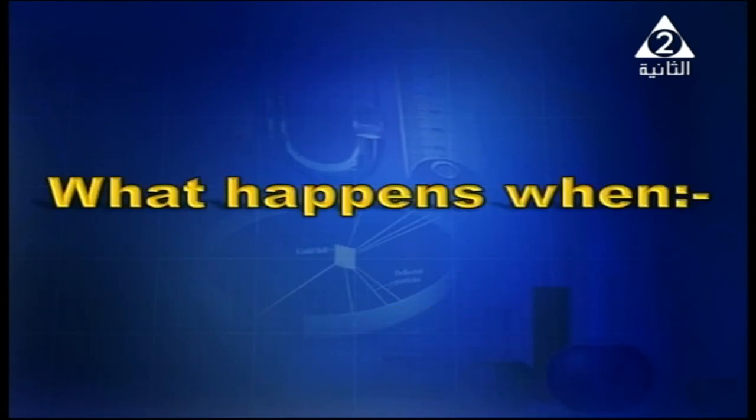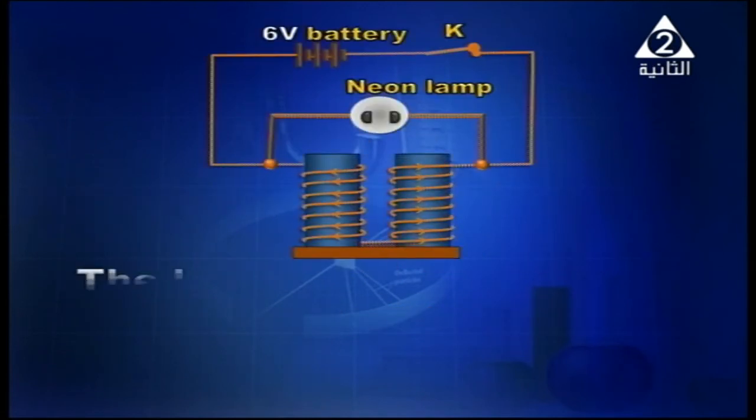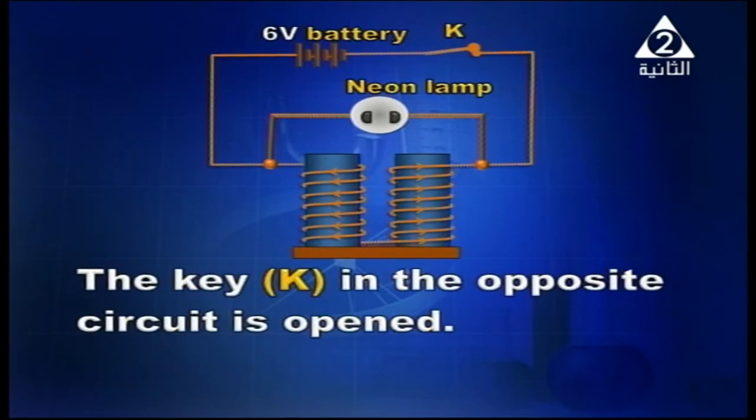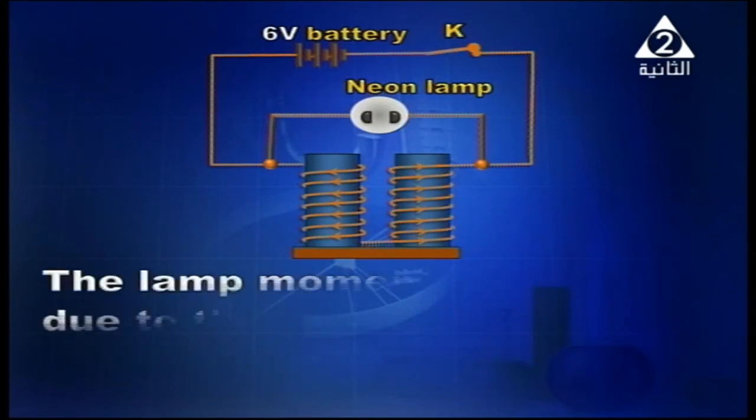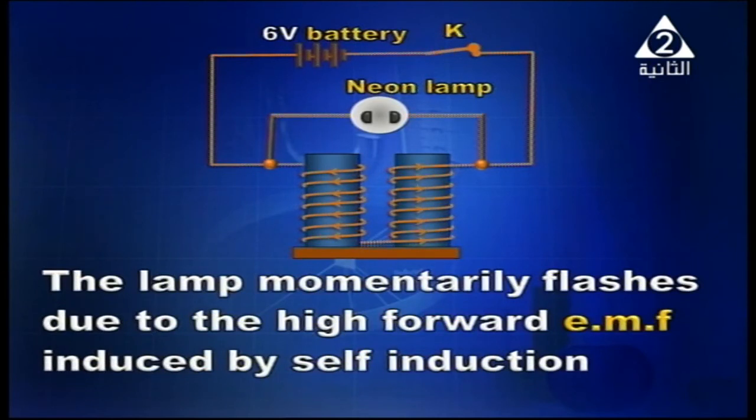What happens when the key in the circuit shown is open? It's already closed and it is open. This is the experiment usually used to demonstrate self-induction. So what happens when the key is opened? And we want you to justify your answer. Thank you very much. The lamp momentarily flashes due to the high forward EMF induced by self-induction.